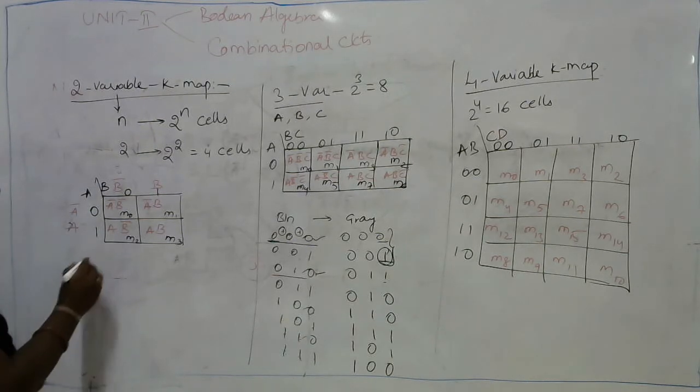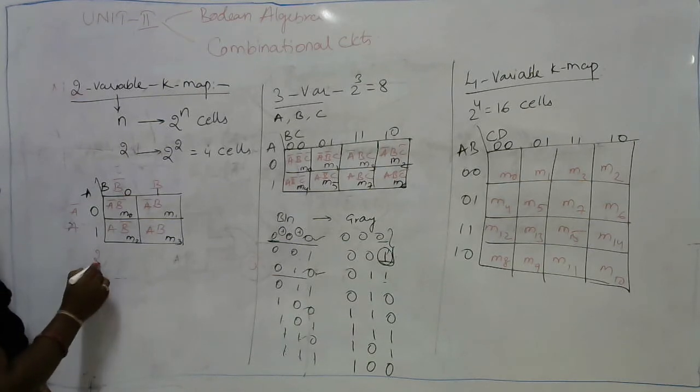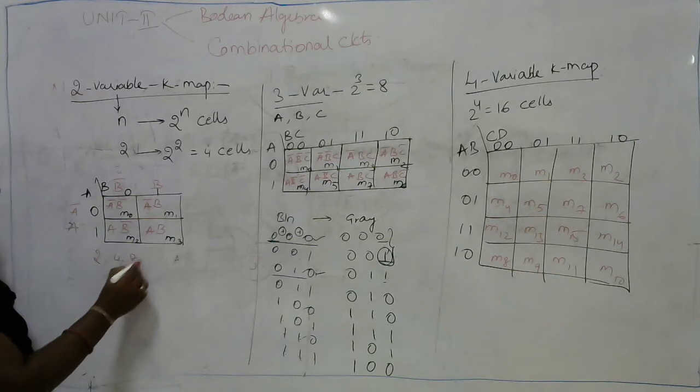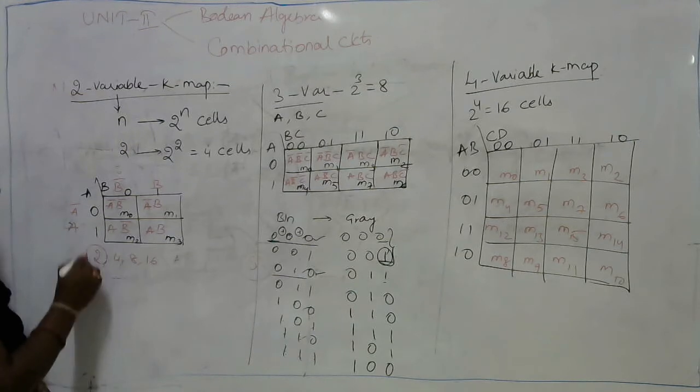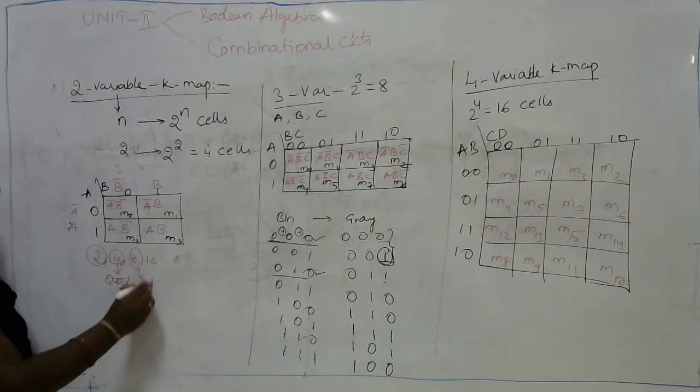Always the combination, that is adjacencies, whether it may be combining of 2 cells or 4 cells or 8 cells or 16 cells. So combining of 2 cells is called an adjacency. Combining of 4 cells is called a quad. Similarly, combining of 8 cells is called an octet.